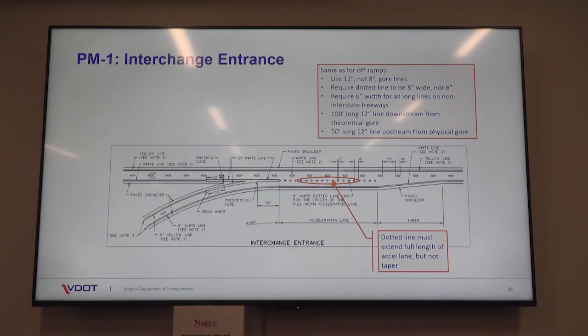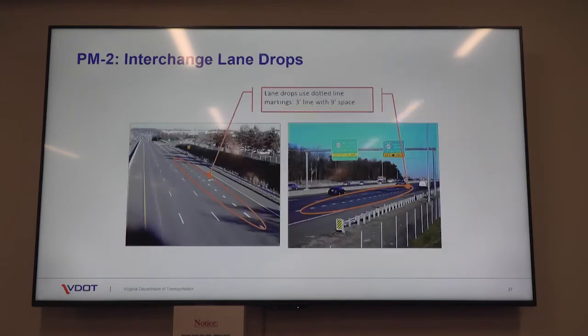Moving on. So lane drops. PM2 standards show how to properly delineate a lane drop. We now use the 3 foot by 9 foot pattern. Okay, so 3 foot marking, 9 foot skip. That's new. The previous standards had the elephant tracks, if you remember those, more of a gap. They were the 3 foot by 12 foot. So we're pulling those in a little bit tighter to help delineate those movements.